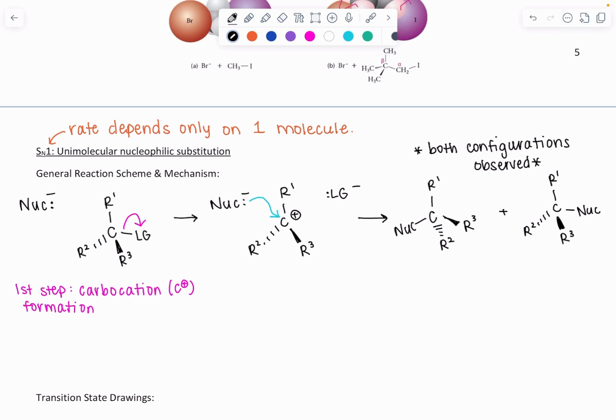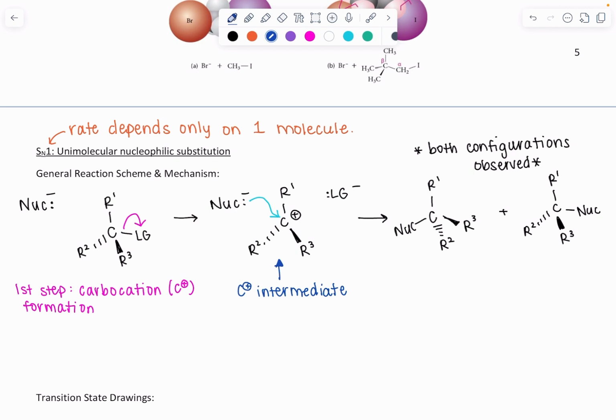Okay, let's go back to the mechanism. So we said the first step is carbocation formation. In the second step, we formed this carbocation. So let's talk about this a little bit. This carbocation intermediate. By the way, this term, intermediate, this is an observed molecule, so it's not a transition state. It is observed for a period of time, but it is not the final product. It continues to react. So that's what our intermediate is.